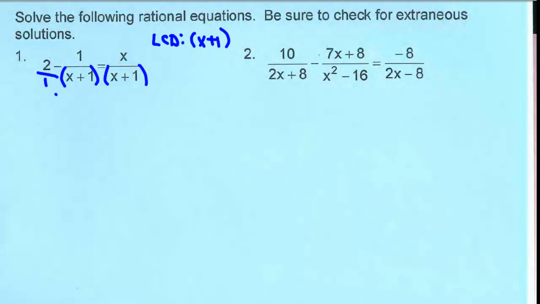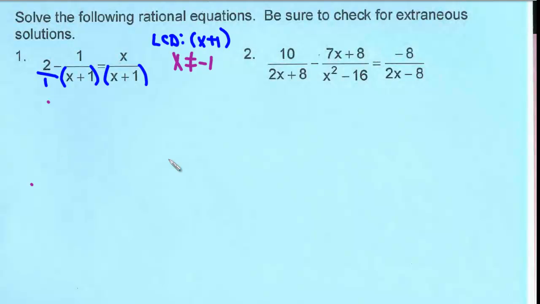Next thing we want to do is find out what x cannot be. So let's set the denominator equal to 0. X plus 1 equals 0, so x is equal to negative 1. So x cannot equal negative 1.